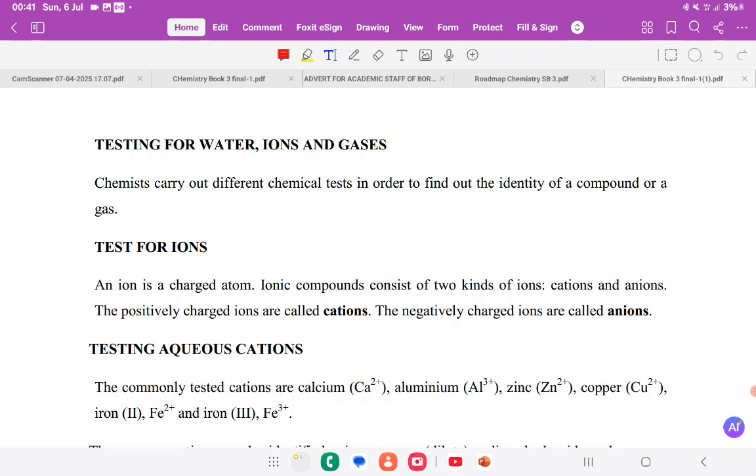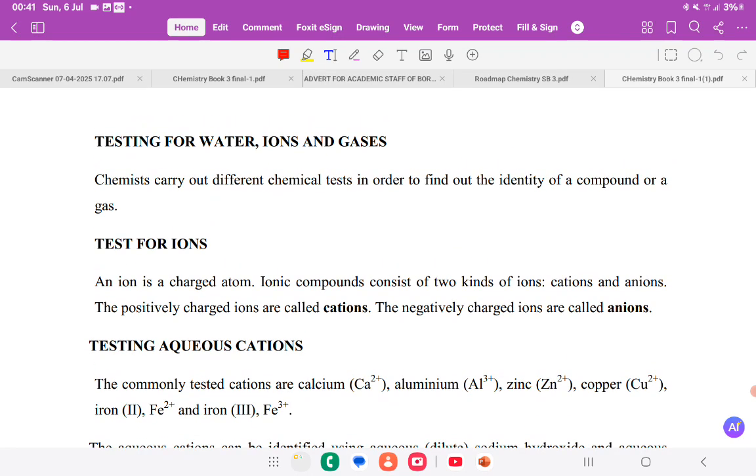If you are in Form 3, preparing to sit for the 2026 MSCE exams, this is your home. This is where you are going to find all lessons in chemistry, physics, and other science subjects.